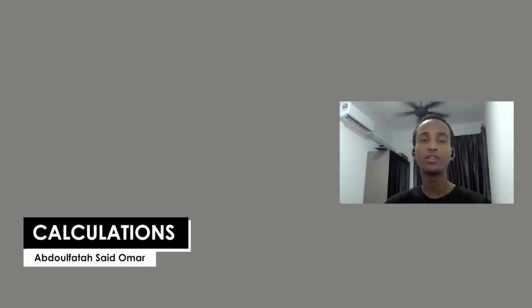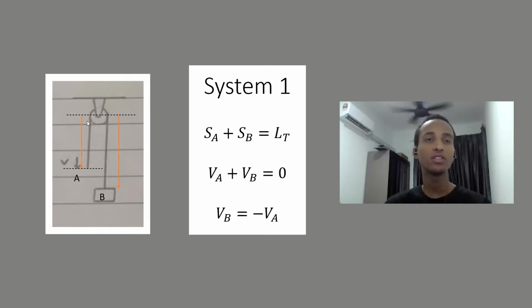Hi, my name is Abdoulfatah, and today I'll be presenting on how to calculate velocity in a pulley system. This is system 1. There's a single pulley and a single cable. First, we need to find the datum point, and the datum point is going to be from the fixed point, which is from the pulley here.